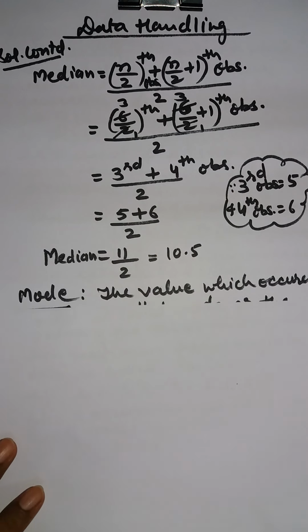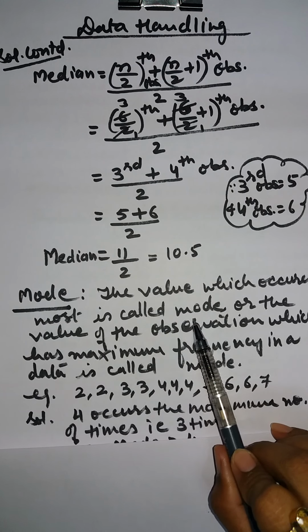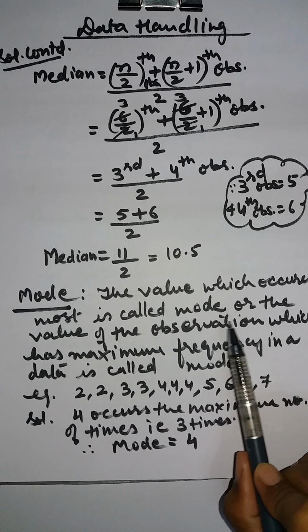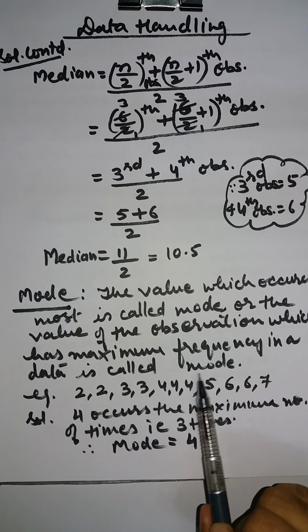Now the next is mode. What is mode? The value which occurs most in the data is called mode, or the value of the observation which has maximum frequency in the data is called mode.